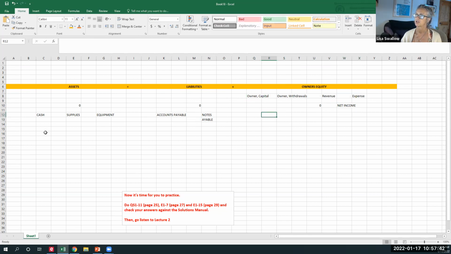Okay. So in the example of Chaz just invested $30,000, that made our assets go up by 30,000, and it didn't do anything to our liabilities, so that's still 0. And it made our capital go up $30,000. So if you look at our equation, do our assets still equal liabilities plus owner's equity? And they do. Number 2.